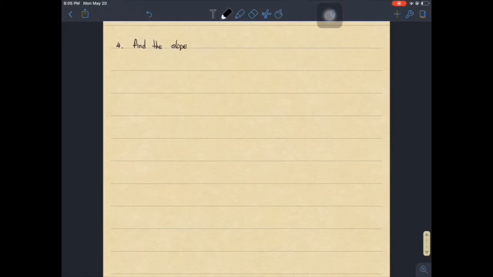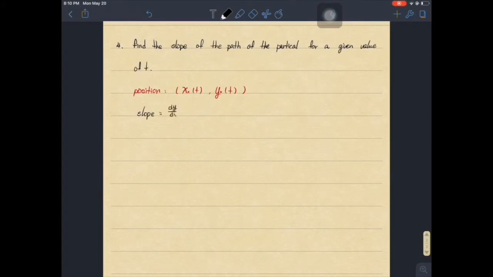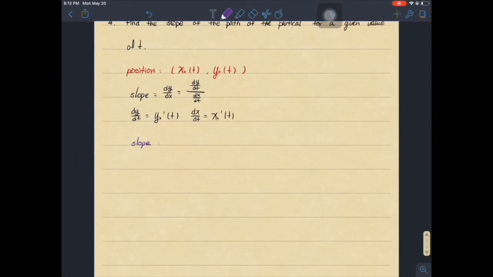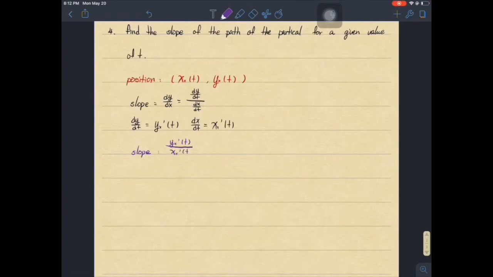The fourth type of question will ask us to find the slope of the path of the particle for a given value of t. We are given the equation of position of both x and y components. So the slope is equal to dy over dx. And then dy over dx is equal to dy over dt over dx over dt. dy over dt is the first derivative of the y component of position, and dx over dt is the first derivative of the x component of the equation.